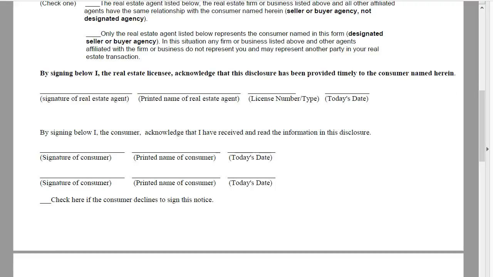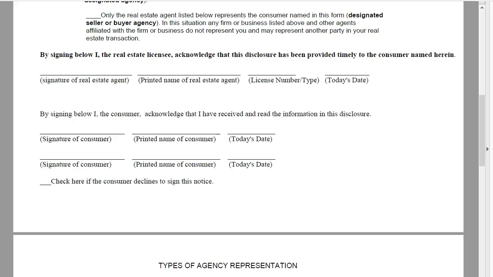I, the real estate licensee, acknowledge this disclosure has been provided in a timely manner. You're going to sign it, print it, put your license number, and date it. Okay, pretty straightforward. The consumer acknowledges it. And there's another little box down here. Check here if the consumer declines to sign this notice. Wow, why wouldn't they sign it? Well, it looks like a contract, even though at the top it said this is not a contract.